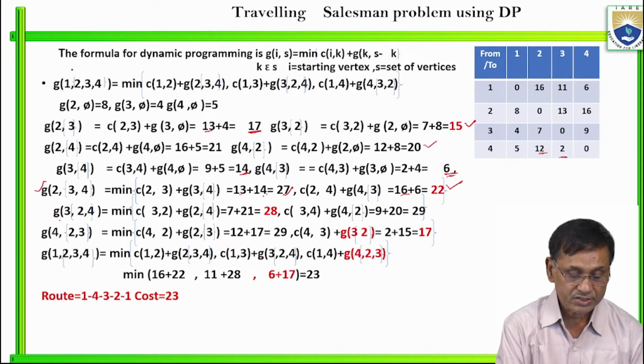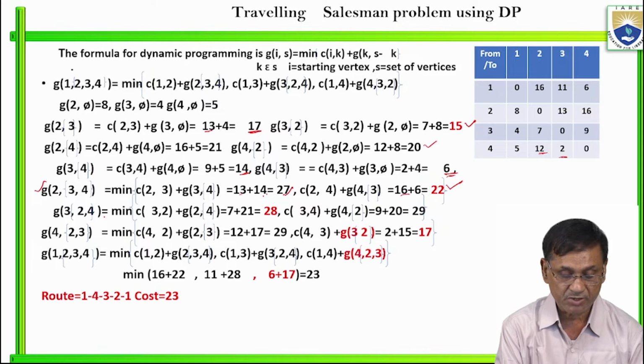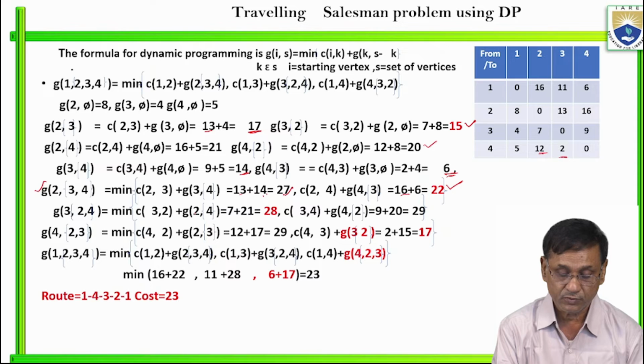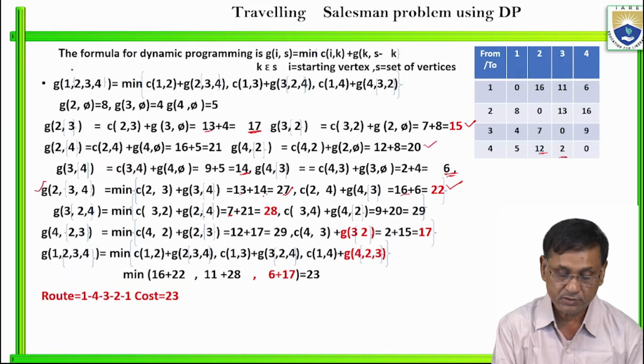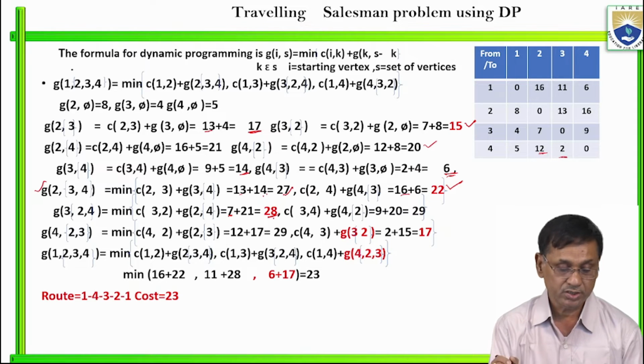Now the cost of going from the starting city 3 to the set of remaining cities {2, 4} is equal to the minimum of cost of going from city 3 to 2, plus cost of going from city 2 to the remaining set of vertices {4}. C of 3 to 2 is 7, 7 plus we have already calculated G of 2 comma {4} is equal to 21, so this value is 28.